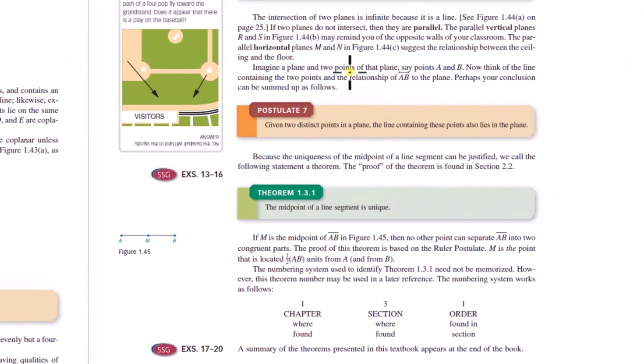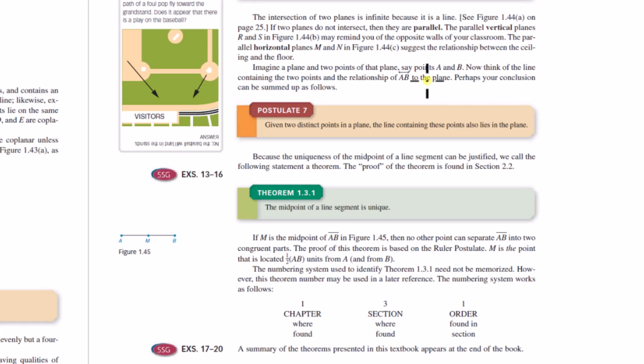Imagine a plane and 2 points of that plane, say points A and B. Now think of the line containing the 2 points and the relationship of line AB to the plane. Perhaps your conclusion can be summed up as follows. So let's think about what they're going to say in this postulate.